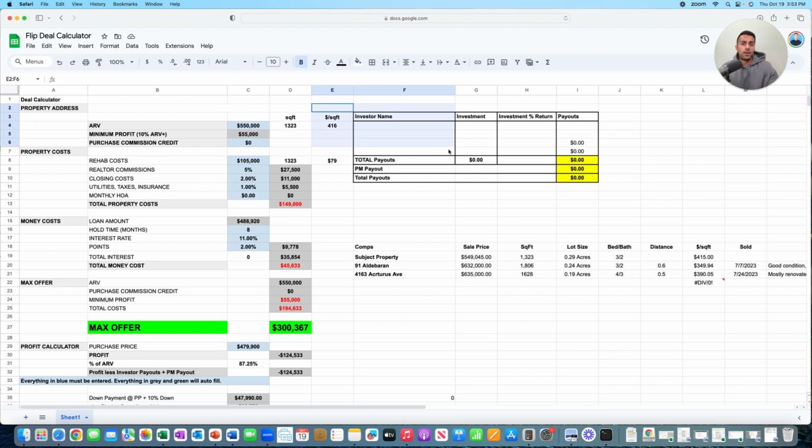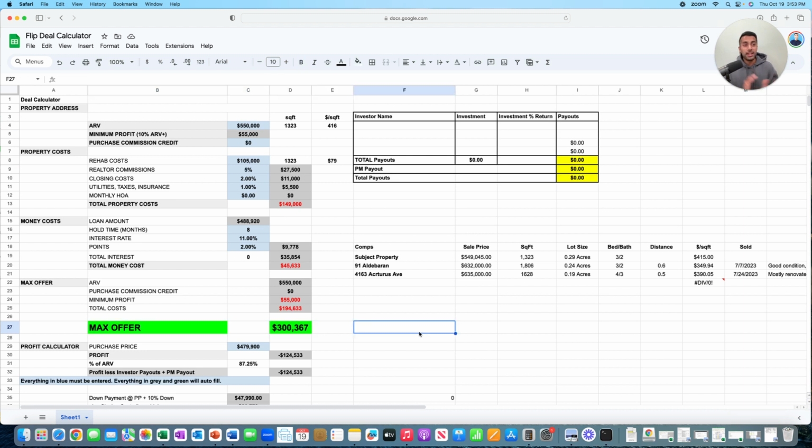And then right here is just investor names. So if you're raising private money, I like to put the investor names here and their payout so that your total profit is going to account for all of those expenses. So cool, we have everything filled out. As you can see, our minimum profit populated to 55,000, which is 10% of our ARV. And right here, this is where the max offer comes in.